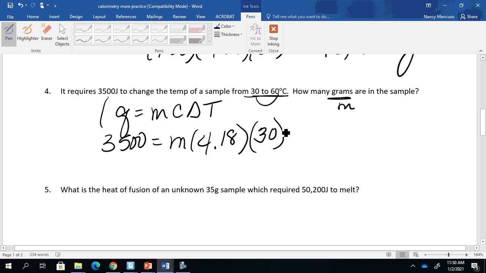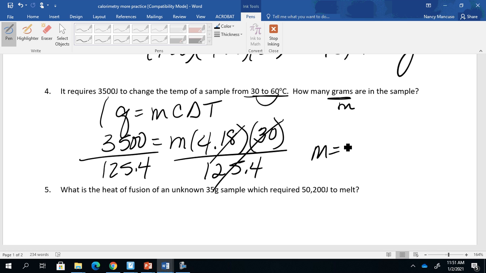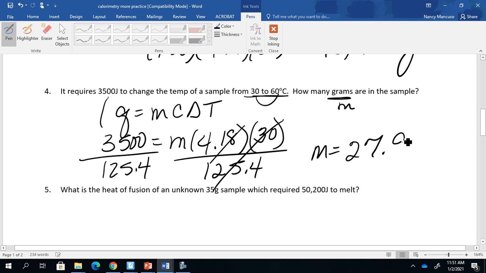So the first thing I'm going to do is multiply 4.18 times 30. That gives me 125.4. I'm going to divide both sides by 125.4. That will make this cancel out. So m is going to be equal to 3,500 divided by 125.4. And I get 27.9. And that unit would be grams.